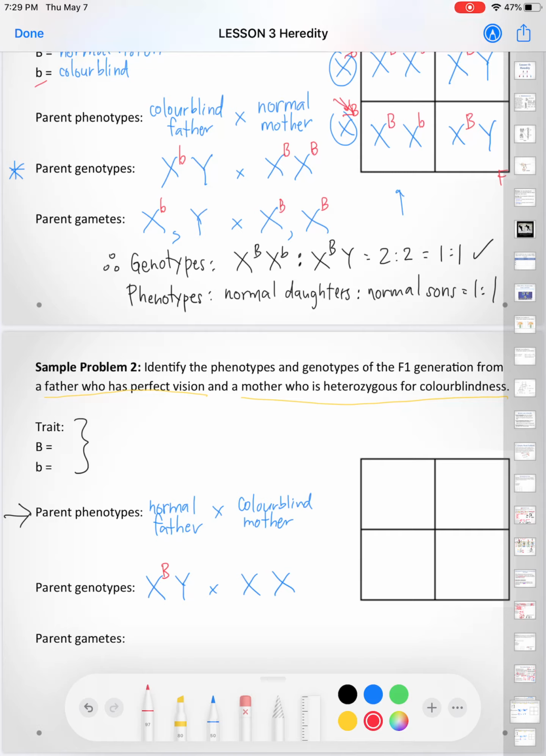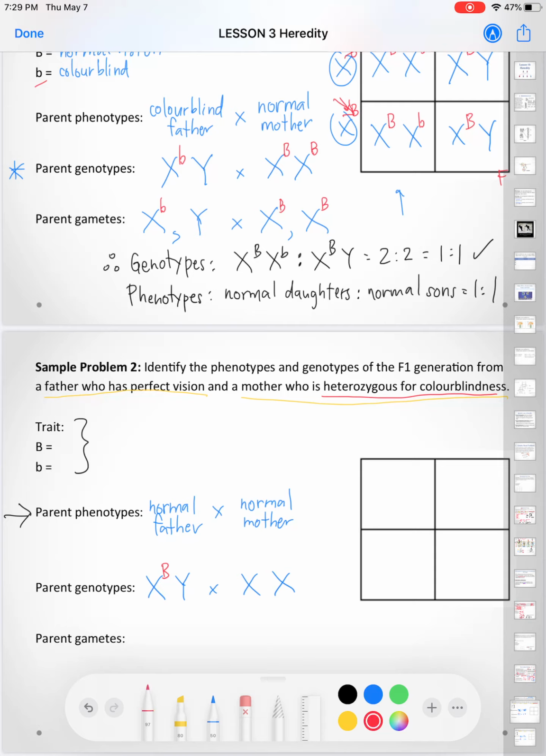Oopsies. Look at this question. That doesn't make sense. So I made a mistake here because we have heterozygous for the colorblindness trait. She isn't actually colorblind. So let's go and erase that. She is heterozygous for colorblindness, which means she is also normal. So let's change that. My fault there. Okay, so she's heterozygous for colorblindness.